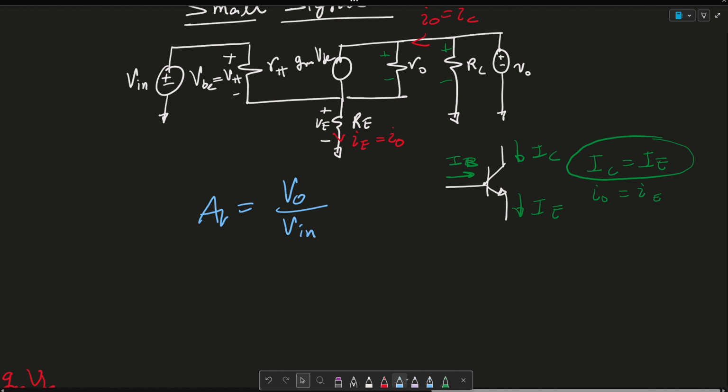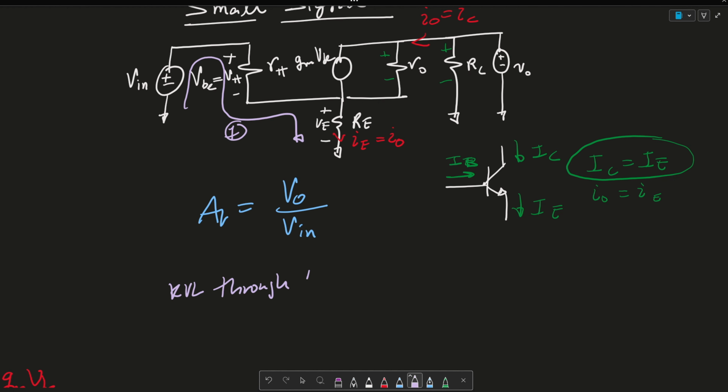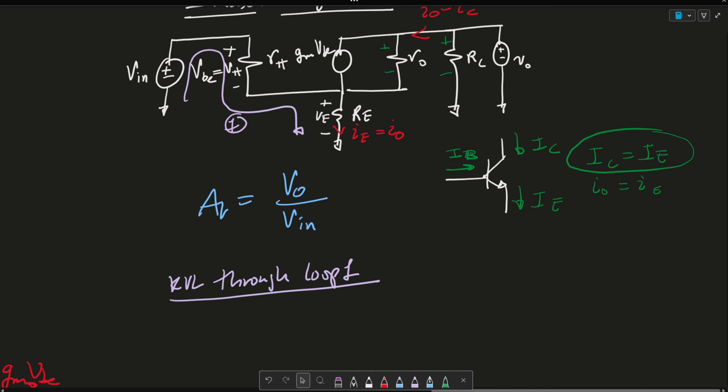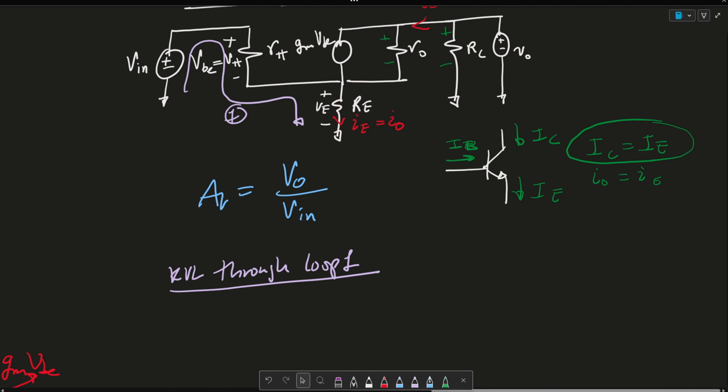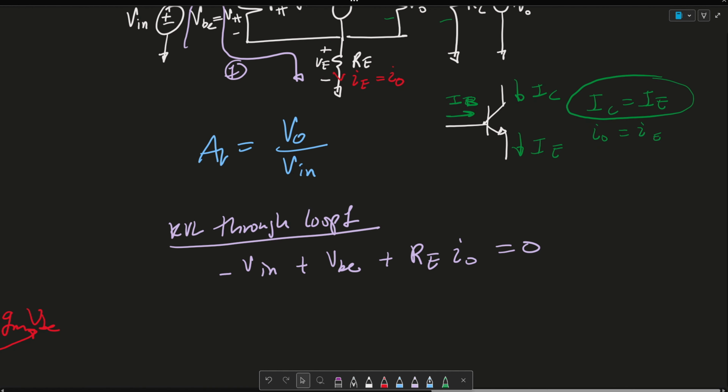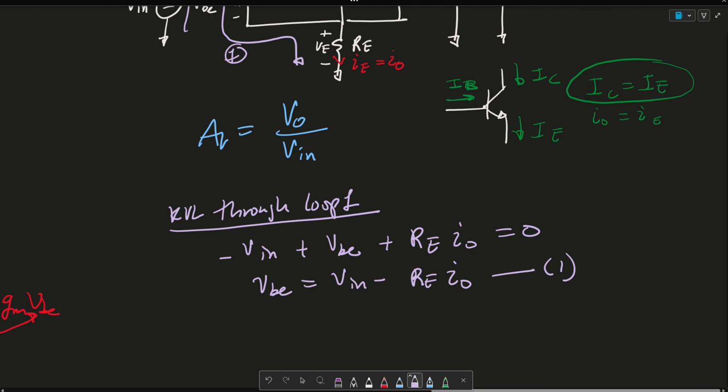So the first thing we're going to do is write a KVL in this loop. So KVL through loop 1. And I'm going to say then that minus Vin plus VBE plus RE times IE, we know IE is just IO, is equal to 0. And then let's solve for VBE, which is equal to Vin minus RE IO. Let's consider this equation 1.